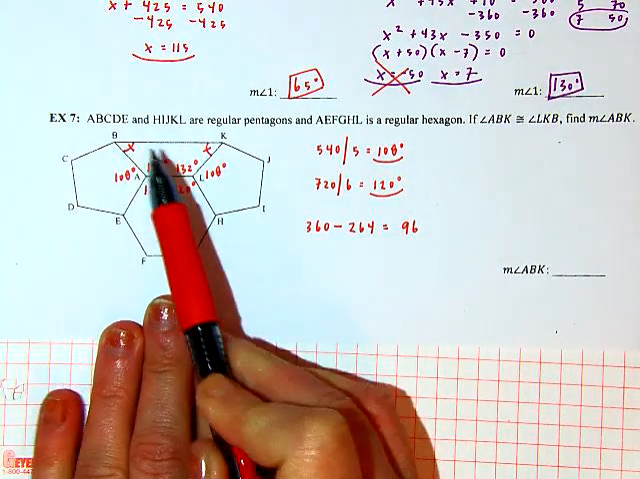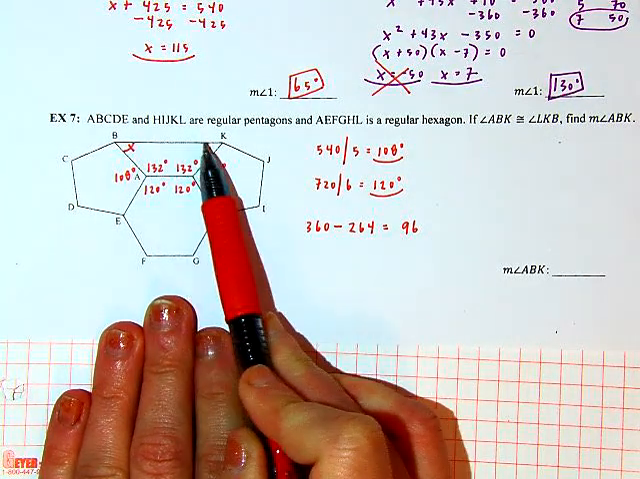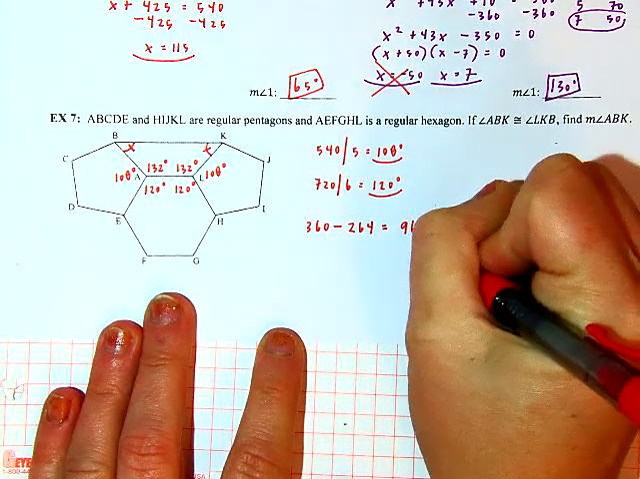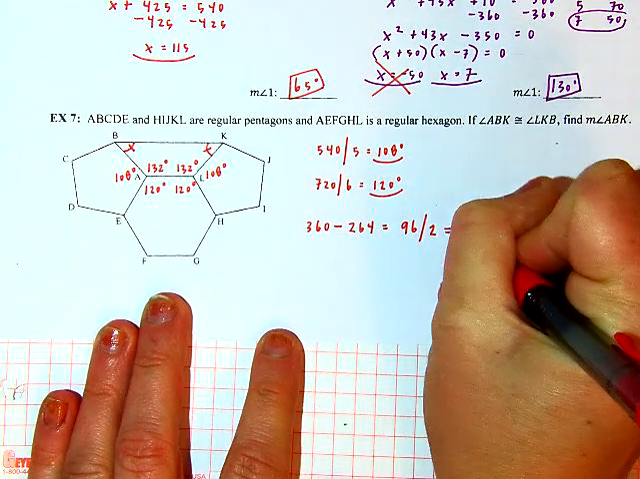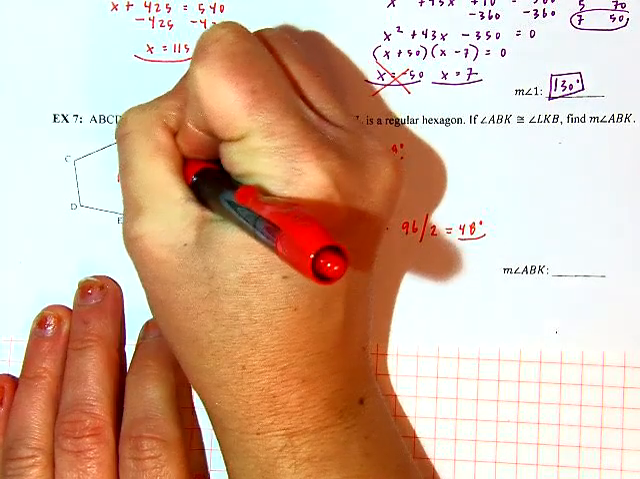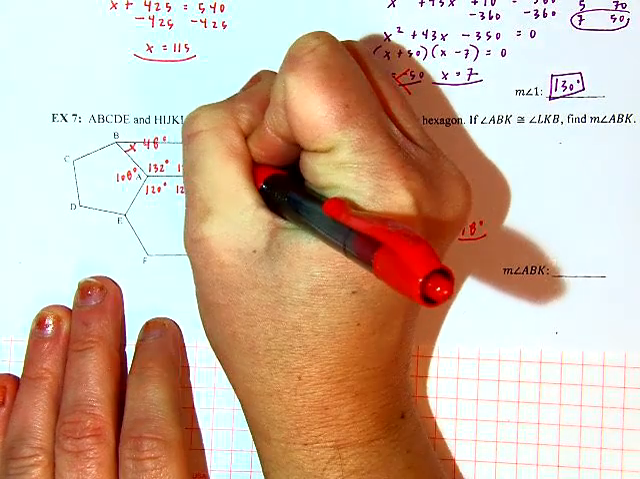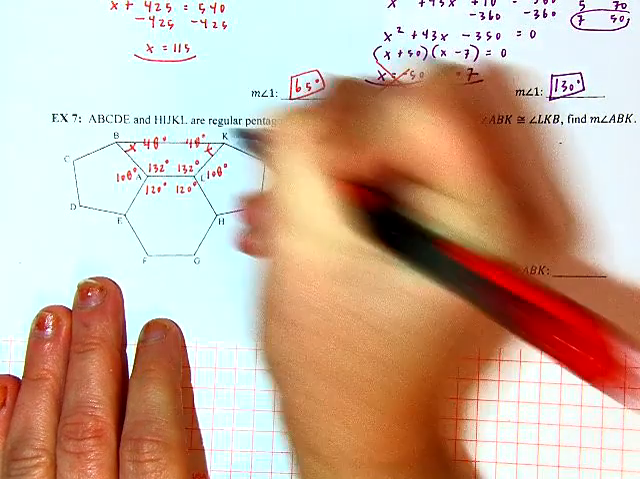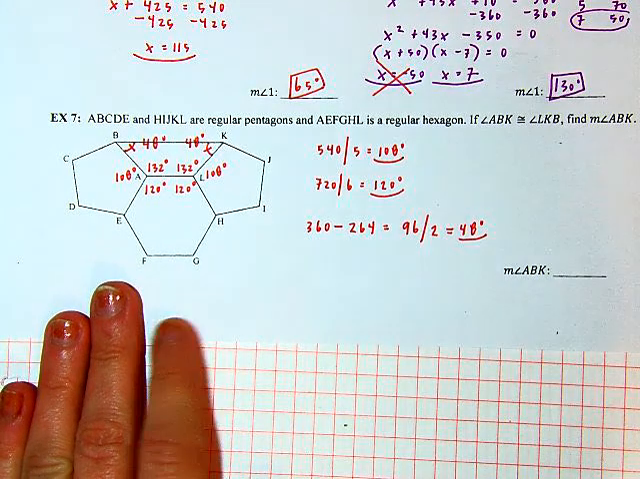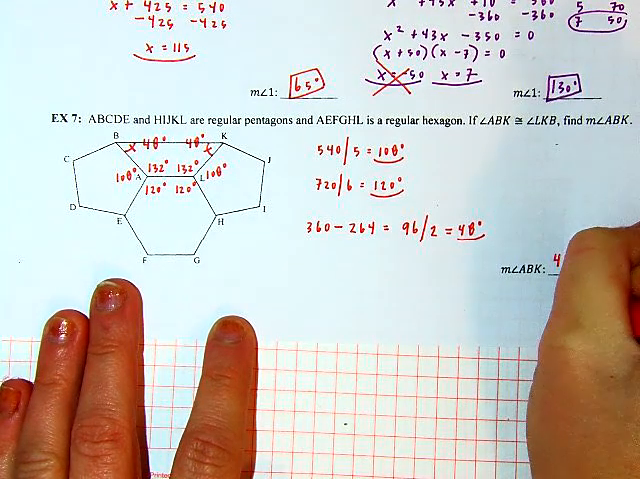So I know that together these have to add to 96 degrees. It's the leftover 96 degrees, and I have to split it 2 ways. And that gets me 48 degrees. So these 2 measures here have to be 48 degrees. So the measure of ABK, the one that I ultimately wanted, is 48 degrees.